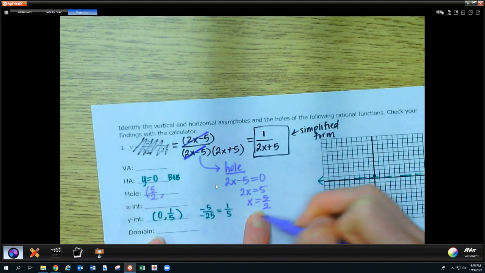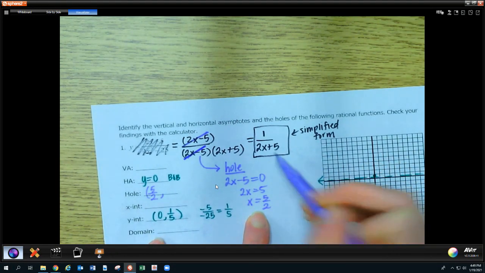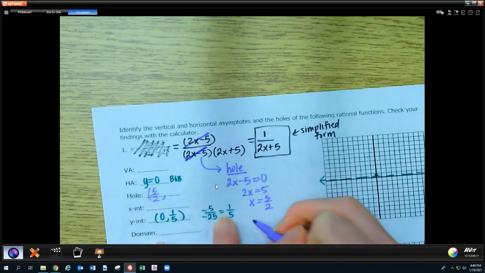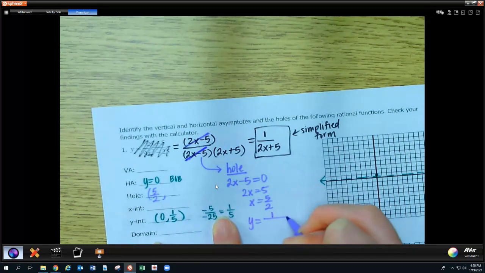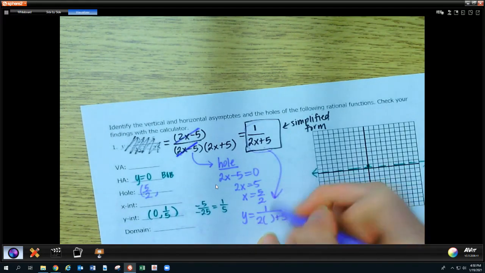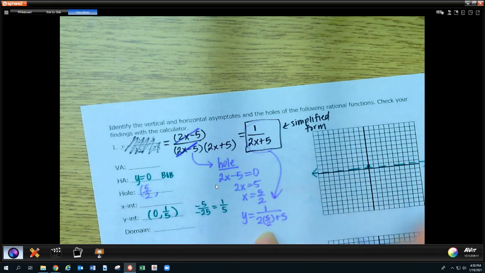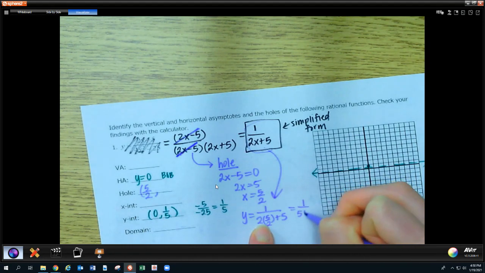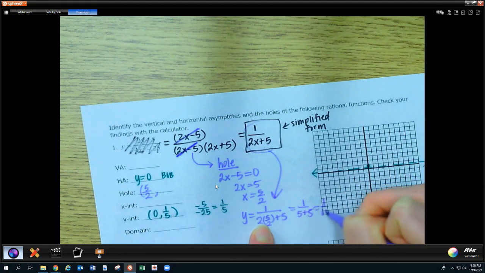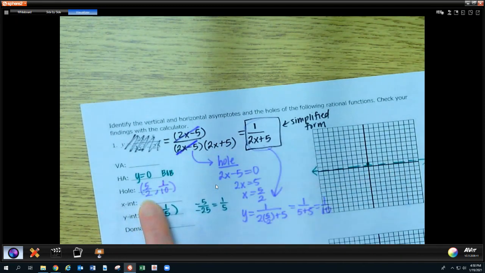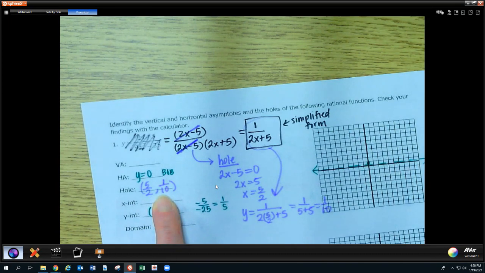And then we take that, and this is where a lot of people get confused. You take that and plug it into this simplified form to find the y value. Okay, and so y equals 1 over 2x plus 5 from that formula right there. And we're going to plug in 5 halves. 2 times 5 halves is just 5. And so we end up with 1/10 as our y coordinate. And so (5/2, 1/10) is the coordinates for the hole in the graph.